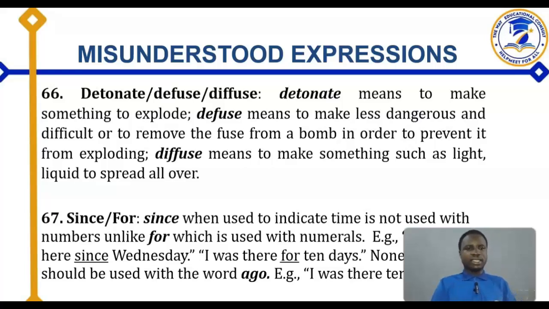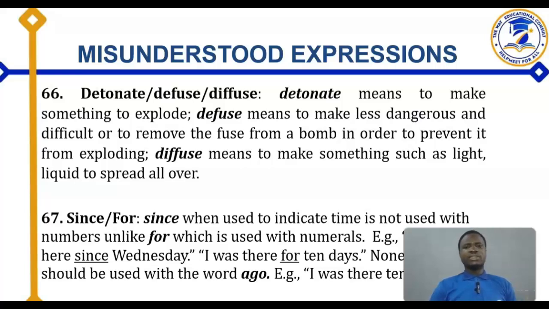Then you have diffuse. Diffuse is used as a concept in biology or in the sciences to make something such as light or liquid spread over. It may be liquid, it may be gas. When that thing spreads over, you talk of the thing being what? Diffused. That is diffuse.